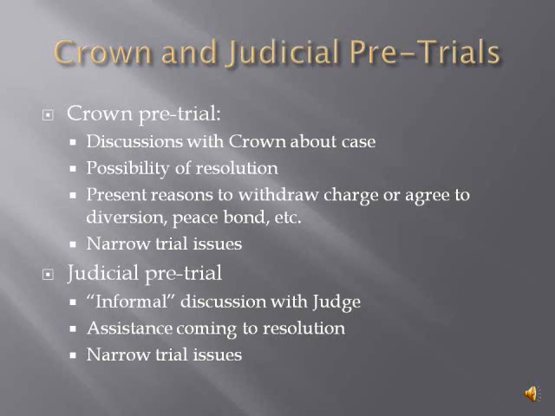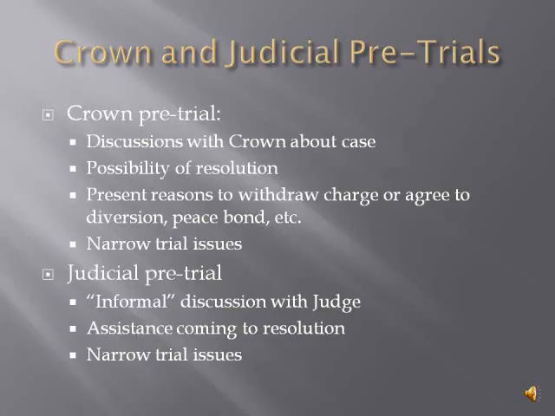At some point during this whole process, there would be a Crown pretrial. And if you have a lawyer, your lawyer will do this for you. But this involves discussions with the Crown attorney about the case. They'll talk about resolution. The lawyer might decide to present some reasons to withdraw the charge or have the Crown agree to a diversion or peace bond. And if these things aren't possible, it will narrow down some of the trial issues and it will determine how long a trial might take.